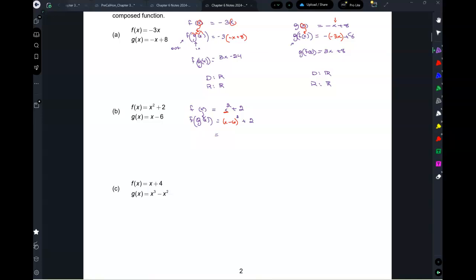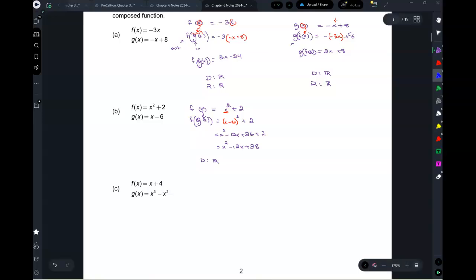And you can see why we've been doing all of these types of functions before, right? To get you guys used to this. So here, when I multiply this out, it's x squared minus 12x plus 36 plus 2. So this is x squared minus 12x plus 38. Okay, this is a parabola. Domain is all reals. But is the range all reals? It's not. How do I find what the range is?